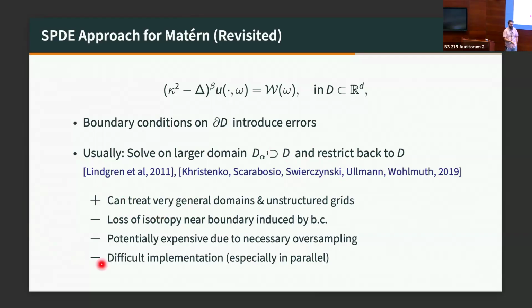And if you do need a lot of oversampling, especially for smooth fields, then it can actually be expensive as well. And then finally, and this is really what drove us, it's quite difficult to implement, especially in a parallel environment. Think about you have your PDE problem on 256 processes, and now you want to sample a random field. And suddenly somebody says, no, no, no, you need to solve the random field on a larger domain.